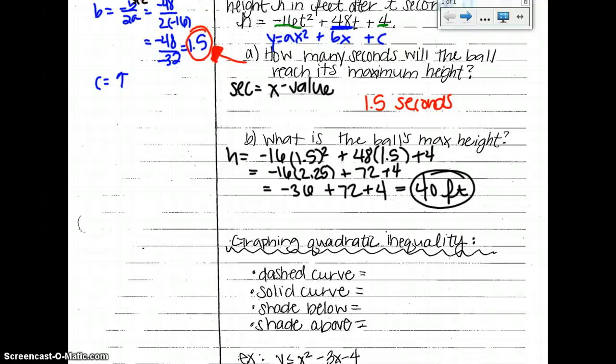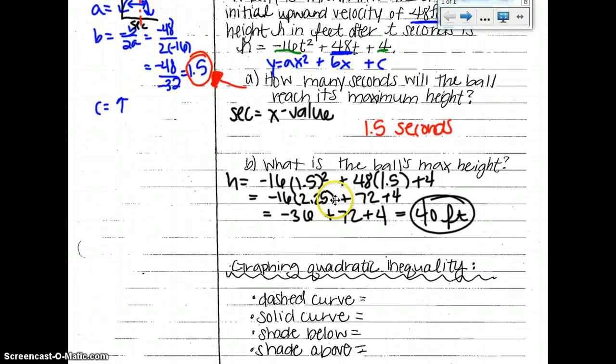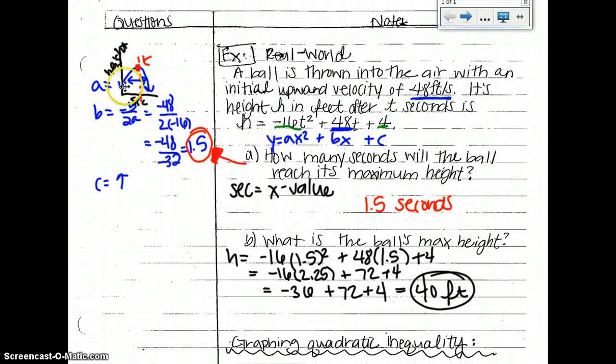Okay, I got 40 feet. So that means after 1.5 seconds, our ball will reach its maximum height of 40 feet. If it helps to draw the little graph like we did up here, please do so. Especially for the first couple problems on your homework assignment, it may be useful to draw that picture.